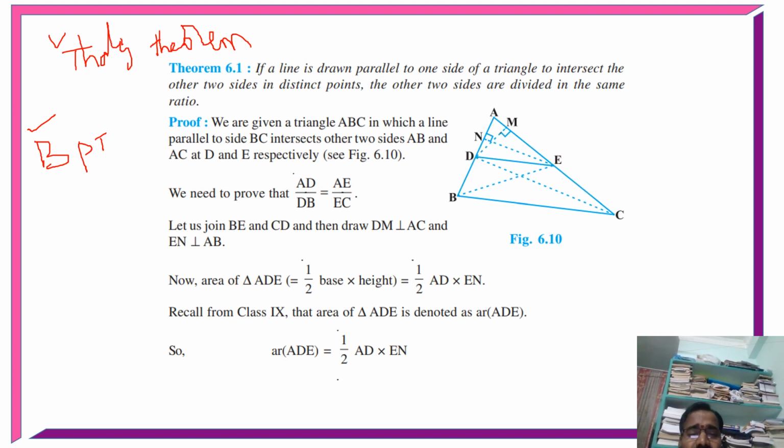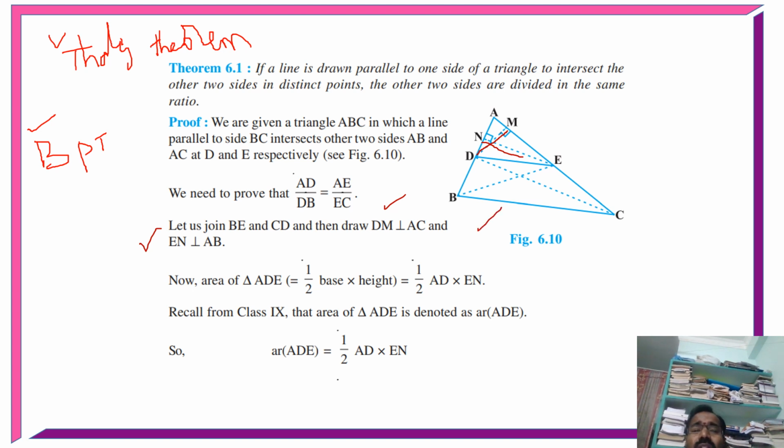Here the construction is, if you observe, students, we have to draw DM perpendicular to AC, and EN perpendicular to AB. When DM is perpendicular to AC, it is perpendicular to AE as well as EC also. Keep in mind, when EN is perpendicular to AB, it is perpendicular to AD and DB also.